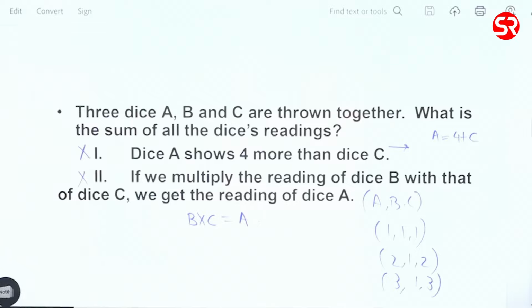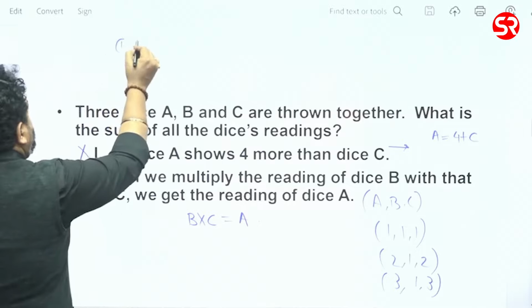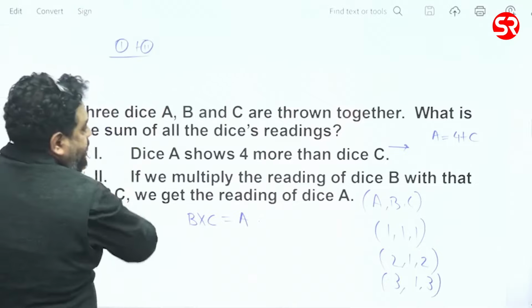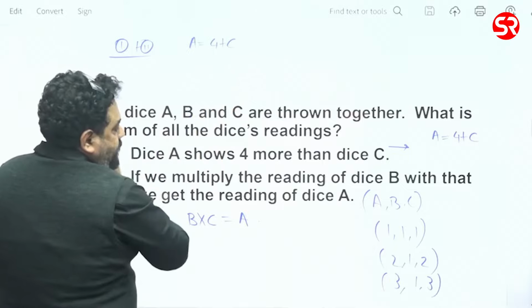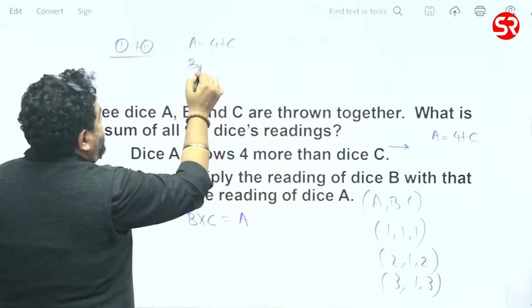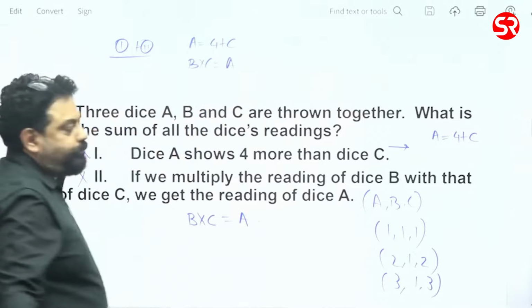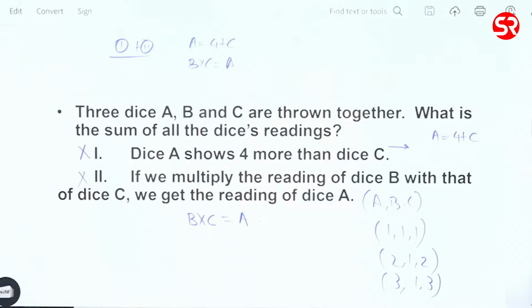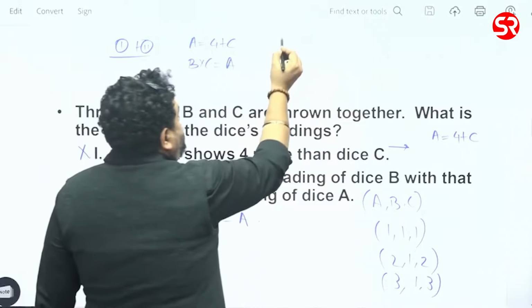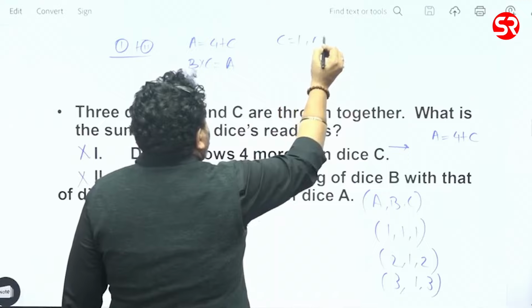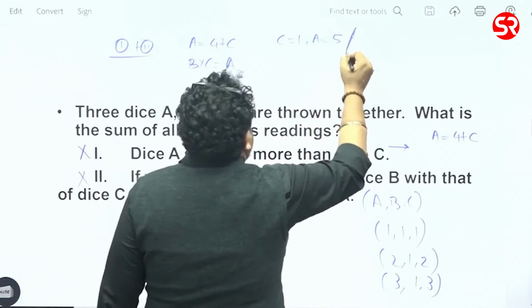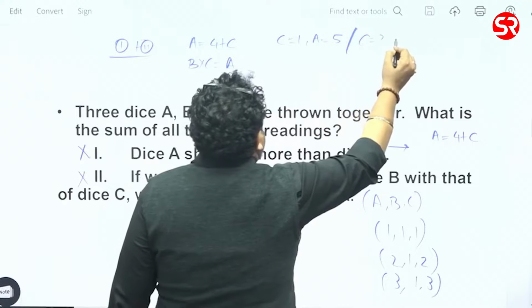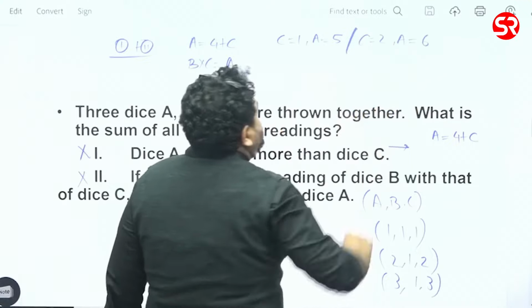Gone, gone. 1 cannot be the answer, 2 cannot be the answer. Mixing statement 1 plus statement 2. He says A is equal to 4 plus C, and then he says B into C is equal to A. And then there is a limitation. Guys, I said C can be 1. In that case, A is equal to what? 5. And when C is equal to 2, A is equal to 6.